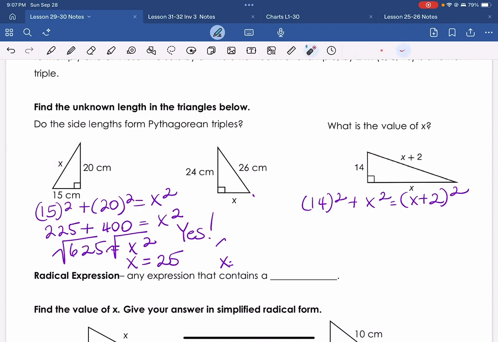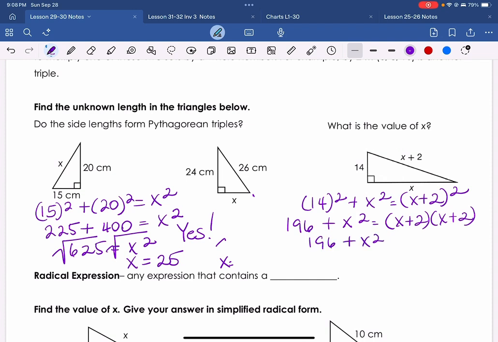Now be very careful when you're solving right here. You can't just do x squared plus 4. You need to spread this out and multiply it times itself. So 14 squared is 196. And now we're going to multiply x plus 2 times x plus 2. You have to expand it out like that. So then we have 196 plus x squared equals x squared plus 2x plus 2x plus 4.